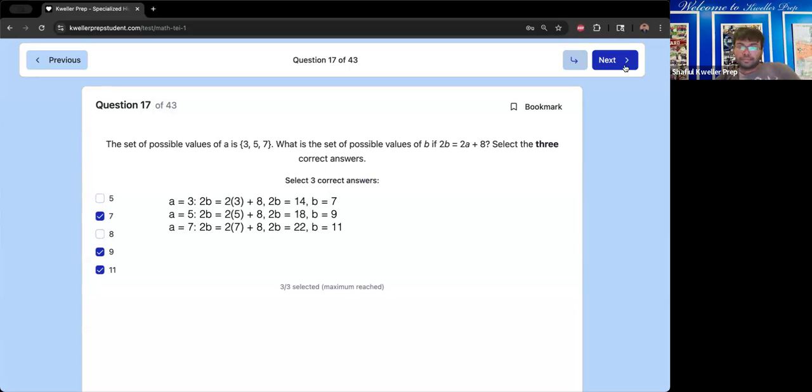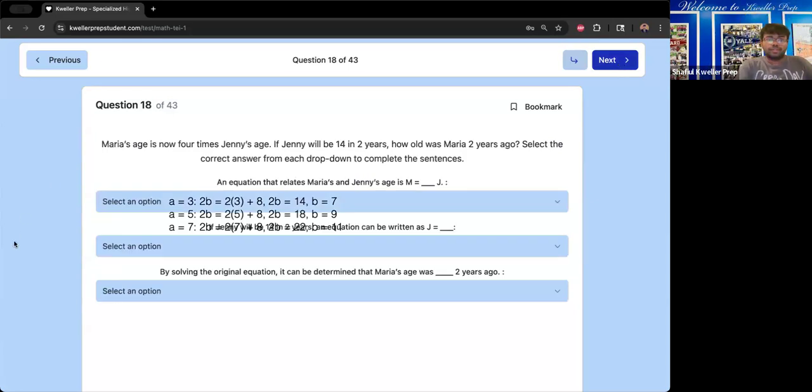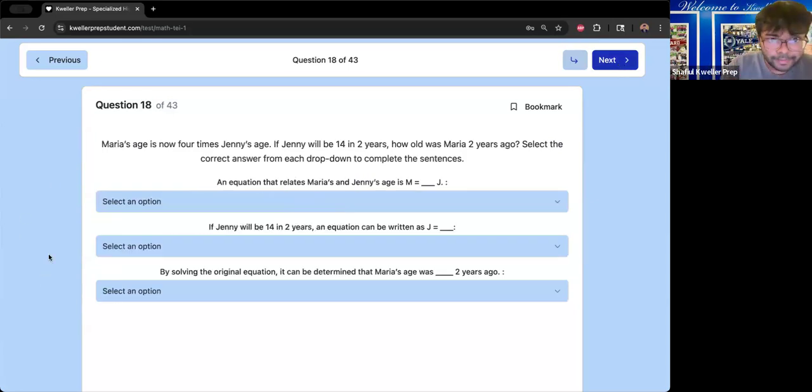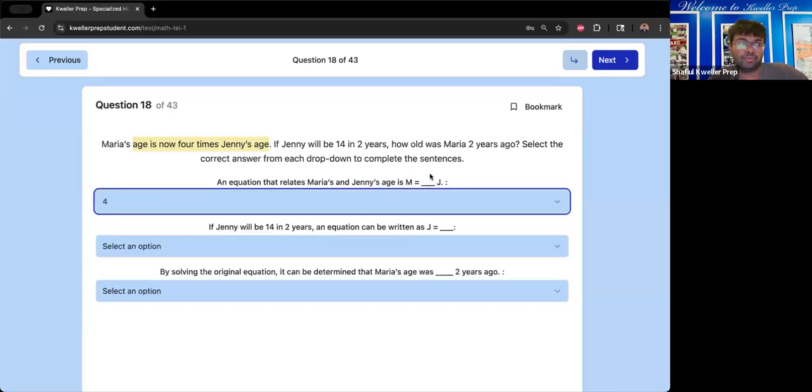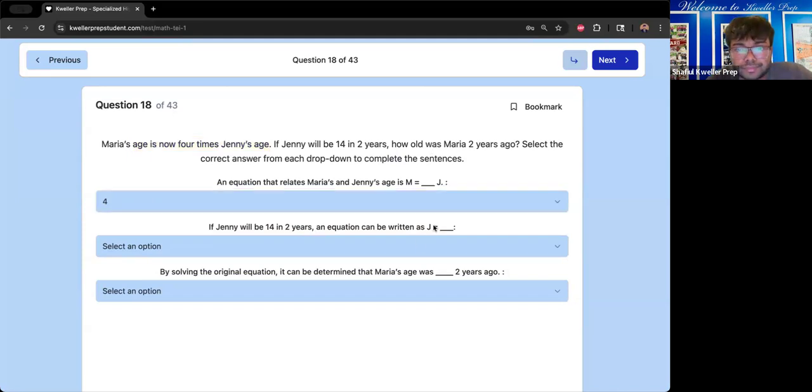Okay, let's go to the next one. I'm going to clear the screen as well. Maria's age is now 4 times Jenny's age. Jenny will be 14 in 2 years. How old was Maria 2 years ago? Again, just walk through this step by step. Her age is now 4 times Jenny's age. So M equals 4J. Does that make sense to everyone? This is 4 times Jenny's age.